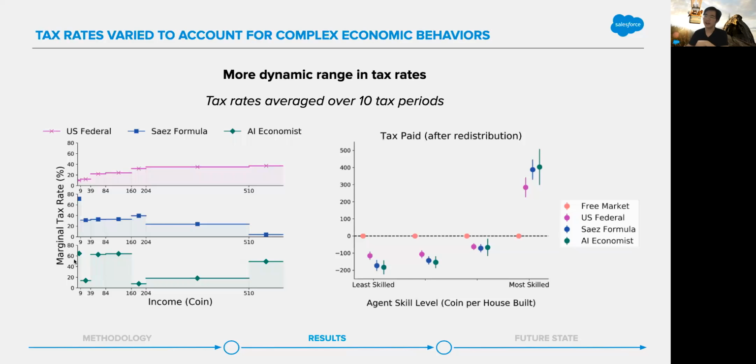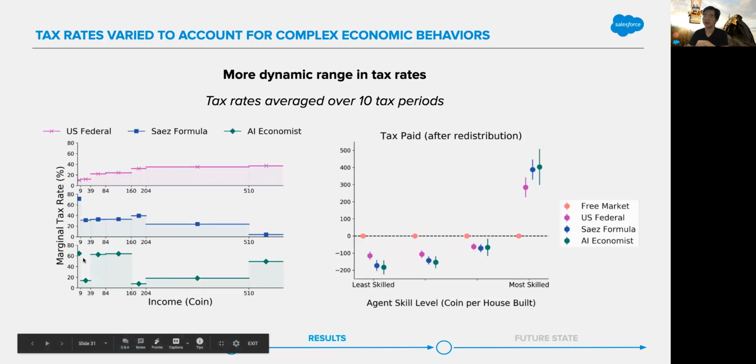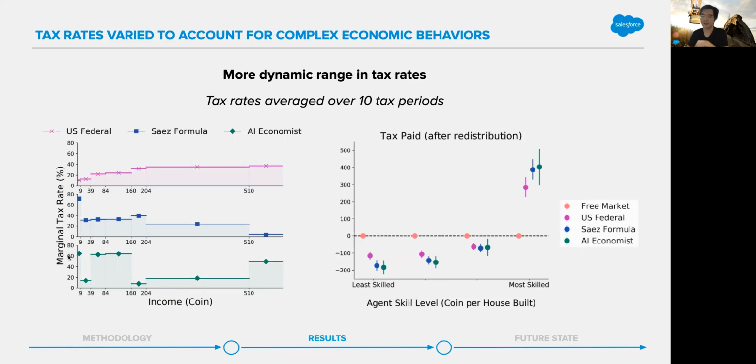But instead, the AI economist finds, on average, this very different schedule that you can see in the bottom in green. In particular, it goes up and down. So it has higher tax rates generally for lower incomes, then lower tax rates in the middle, and then high tax rates again in the top. And as I said, there are 10 tax years. So this is an average over time, but this trend is consistent.